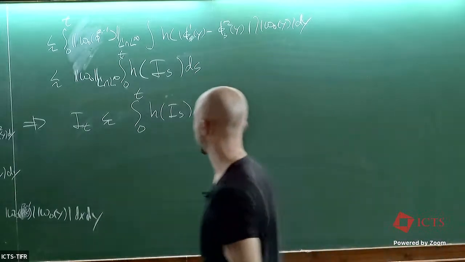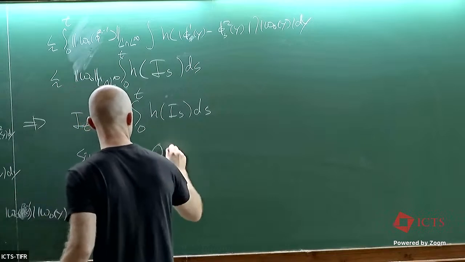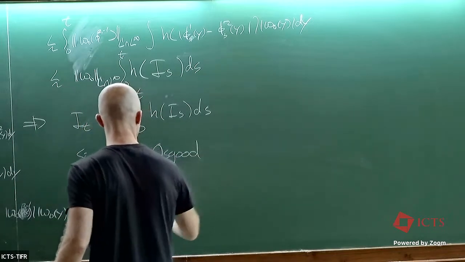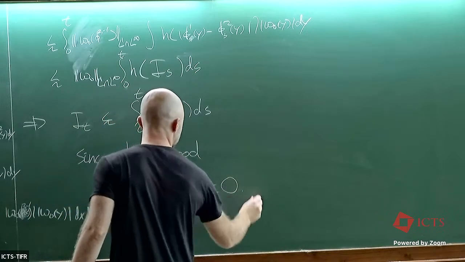Okay? So since h is Osgood, this implies this is constantly equal to 0.